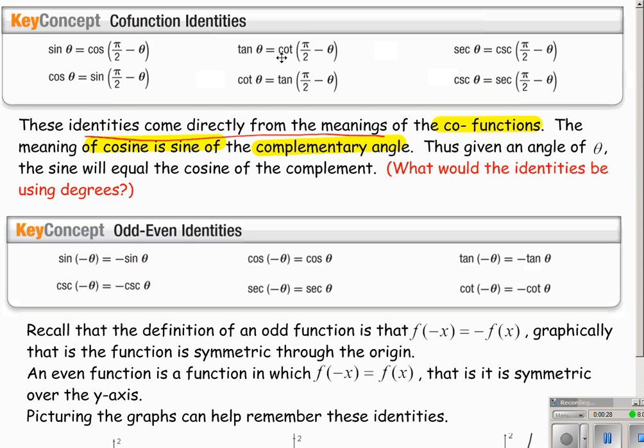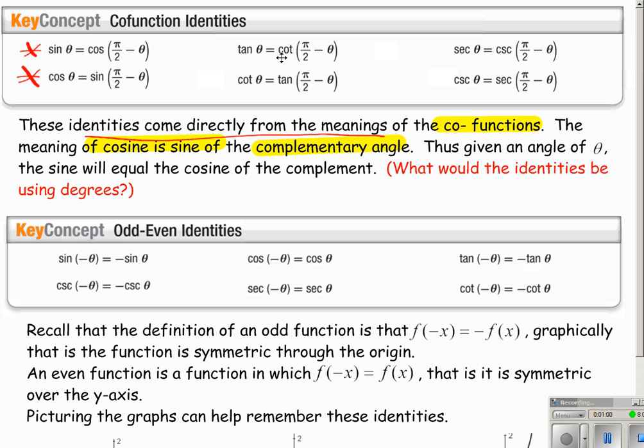So given an angle of theta, the sine will be equal to the cosine of the complement. And we know we find complements by just taking, in degrees, 90 minus the angle, in radians pi over 2 minus the angle. So we get that the sine of theta is cosine of pi over 2 minus theta. Likewise, cosine is the sine of pi over 2 minus theta.